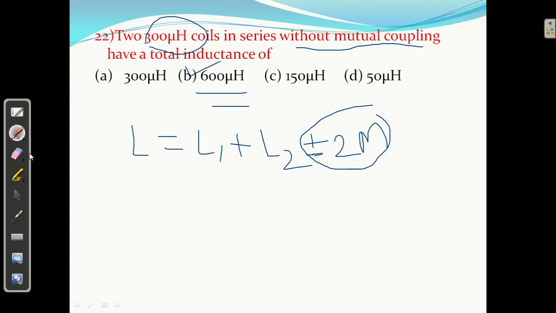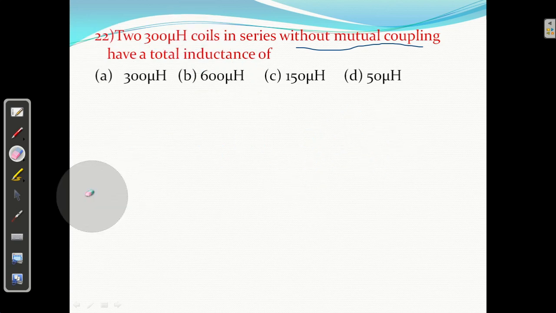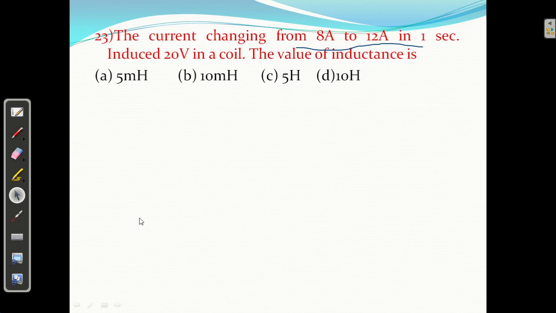Okay. Question number 23. The current changes from 8 ampere to 12 ampere in 1 second. Induced voltage is 20 volt in a coil. The value of inductance, what is the answer? What is the formula? E equal to L di by dt.